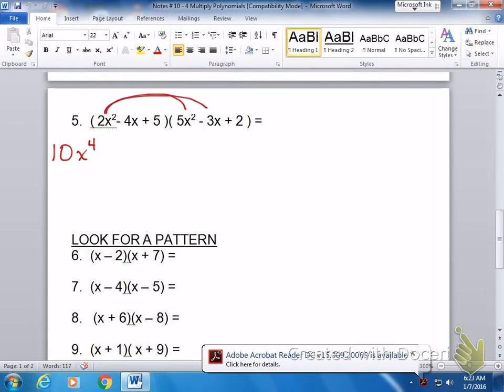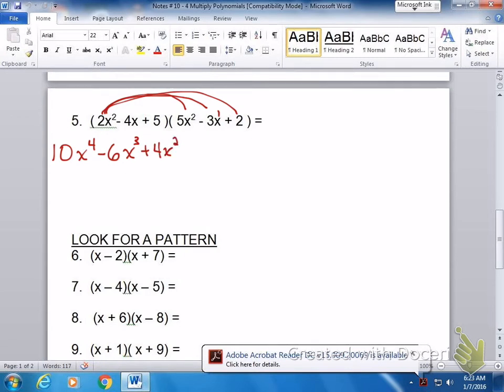2x squared times negative 3x. 2 times negative 3 is negative 6. x squared times x to the first is x to the third. And now I distribute to the last term. 2x squared times 2 is plus 4x squared.